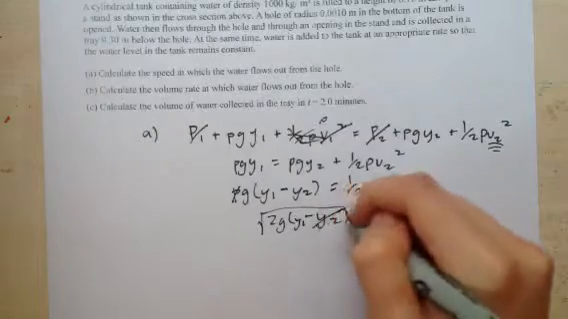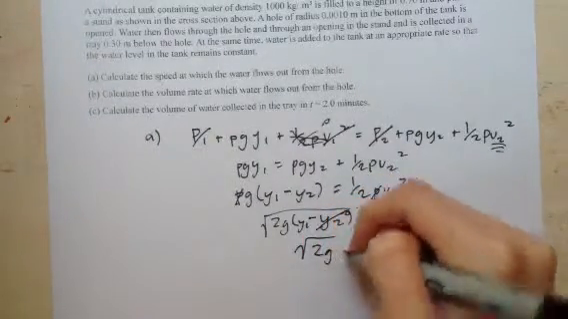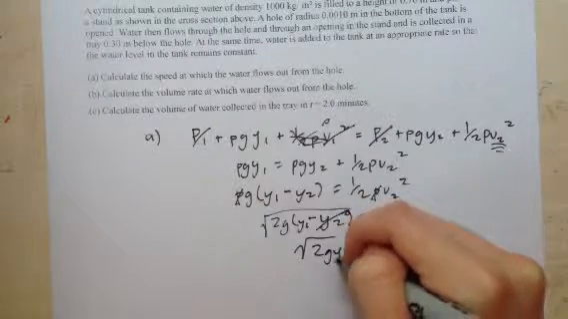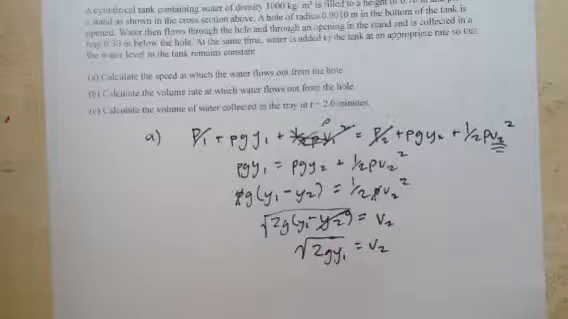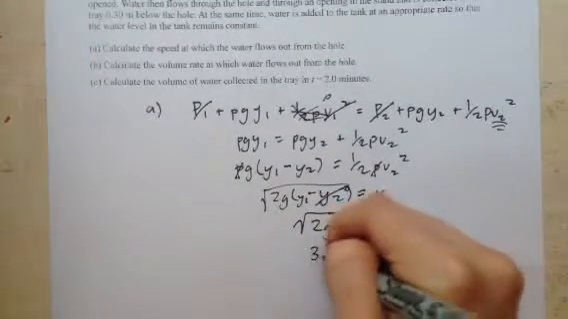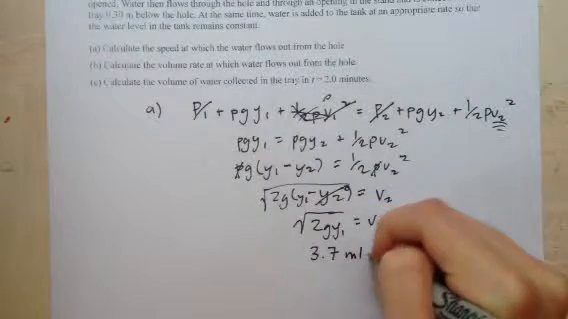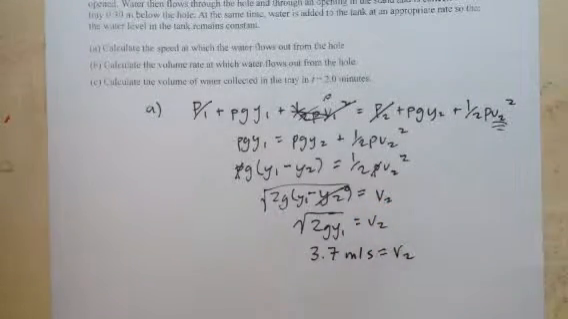So that means that we can cancel out y2, and our working equation is simply v equals the square root of 2gy1. And when we plug in our numbers for that, we get 3.7 meters per second, equaling our velocity of the water flowing out of the hole.